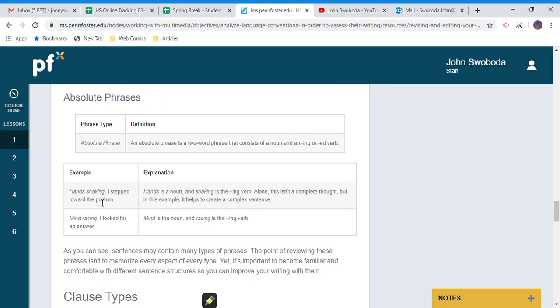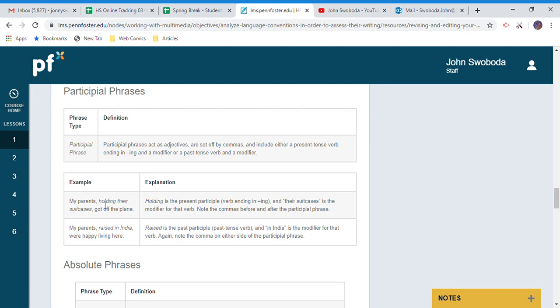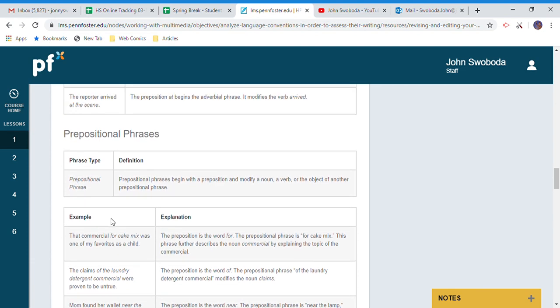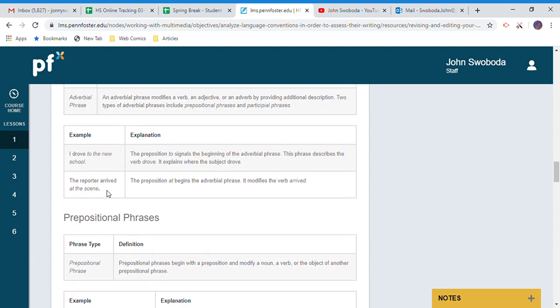If I took any of these phrases out, holding their suitcases, right? If I took that out and just said holding their suitcases, well, who's they? And what are they doing? Why do they have suitcases? It doesn't tell me anything. To the new school, right? It's dependent on I drove.